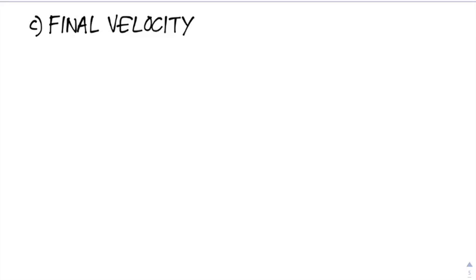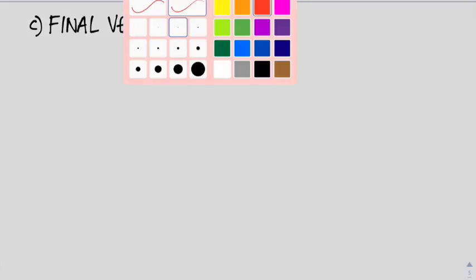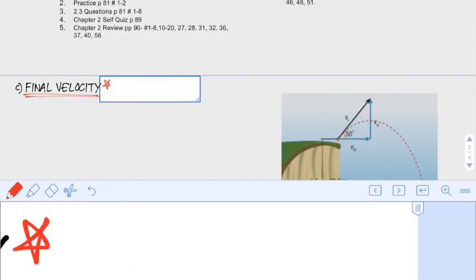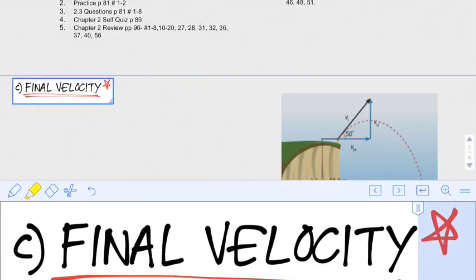In part C, they want us to find the final velocity. Now this is important. This is the first time we've determined the final velocity of a projectile. The final velocity of any projectile has the same characteristics, and when solving for final velocity, you will use the same steps. So it's important that we underline this title, star it, and even highlight it, because we'll come back to this problem to review how to find the final velocity for any projectile motion.